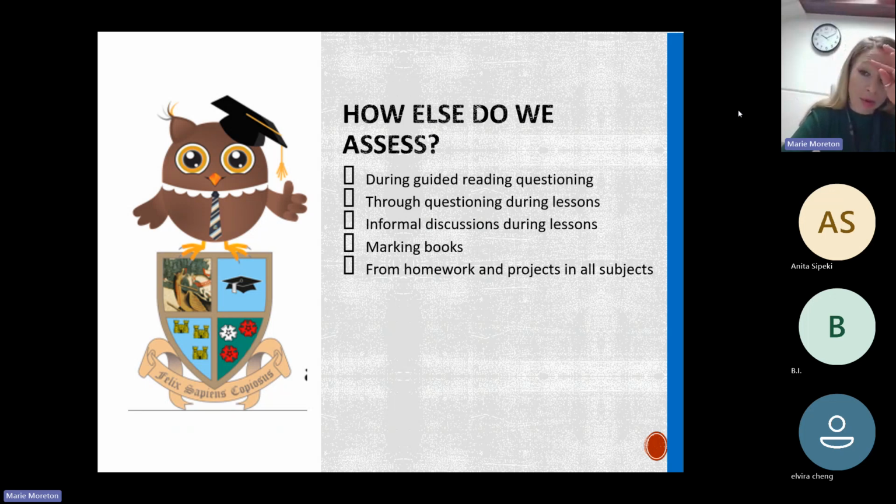We also look at homework projects and subjects. It's quite useful to be able to see what the children can do away from the classroom. In the classroom, it's very supported and very scaffolded. So when the children, particularly younger children in year 1, 2 and 3, are doing an activity, the teacher starts the discussion about it.